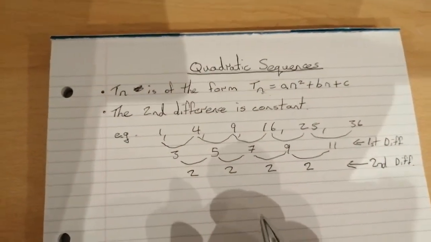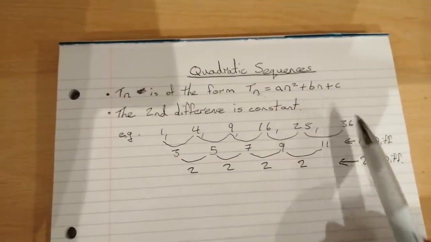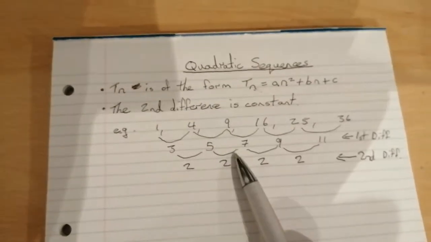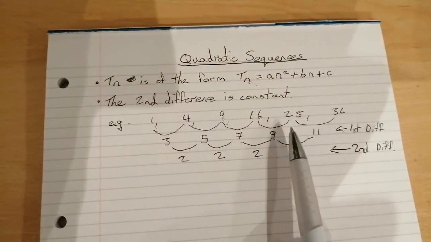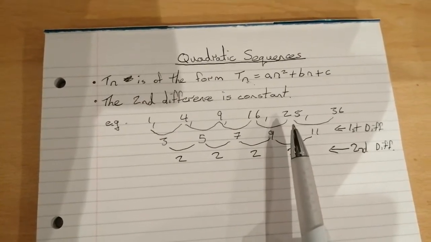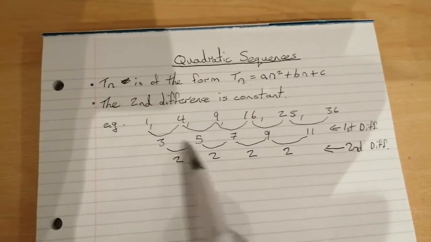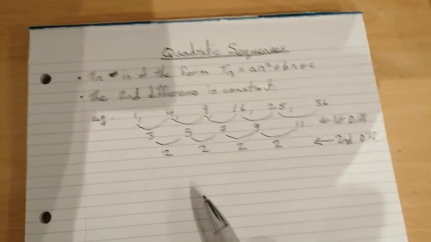Okay, so all we want to do today is find out what a quadratic sequence looks like. It looks something like this. How do we recognize, or how do we show that a quadratic sequence is quadratic? Well, we find the second difference and we show that it's constant.